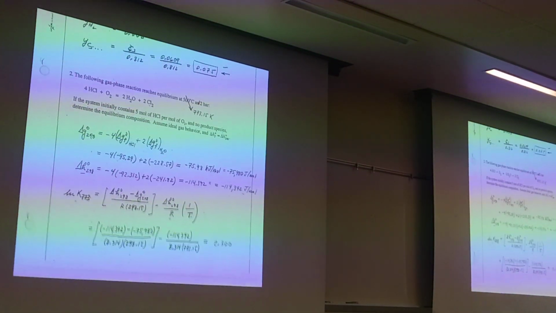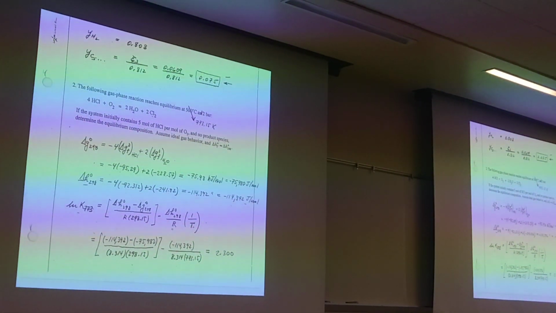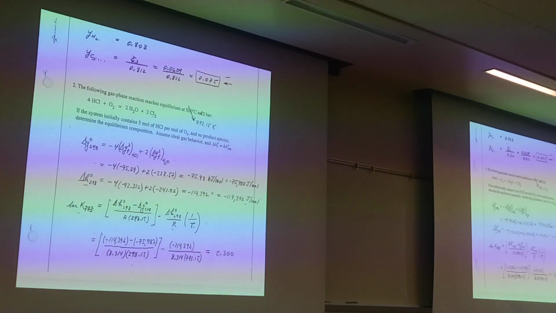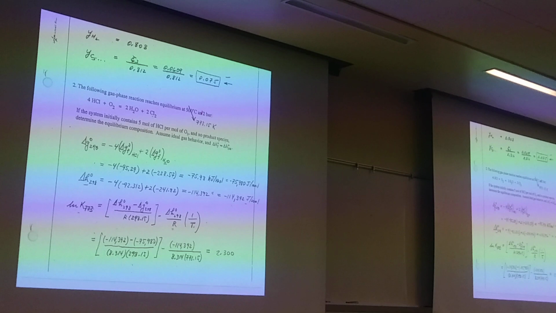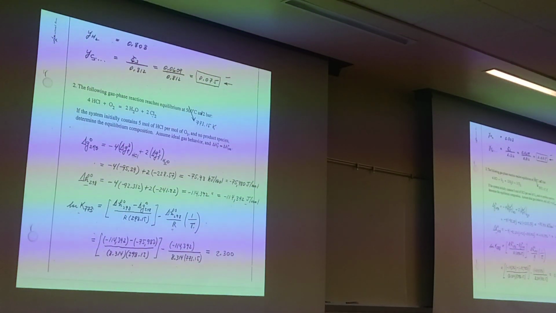So in our next problem, we have a gas phase reaction here at 500 K, 4 HCl plus O2 goes to 2 H2O plus 2 chlorine. The system initially contains 5 moles of HCl per mole of O2, and no product species. You are asked to determine the final composition. So this is like a standard problem. You're told to assume ideal gas behavior, and that the heat of reaction can be regarded as constant with temperature, both of which are going to be good approximations here.